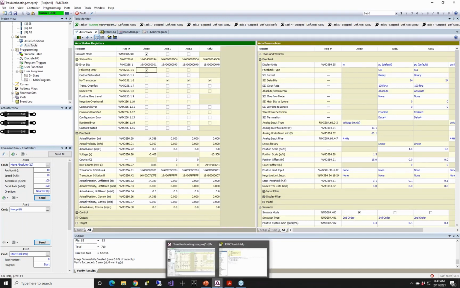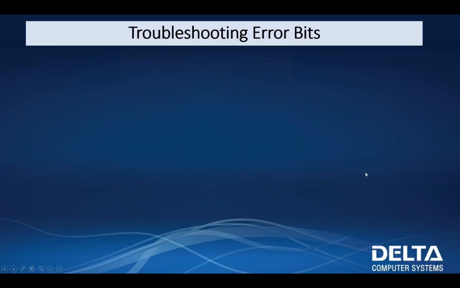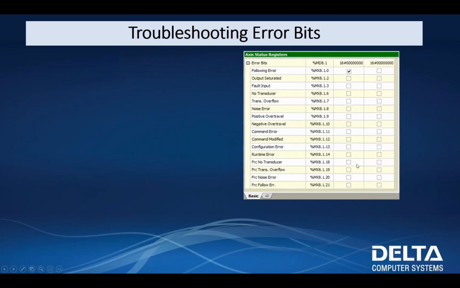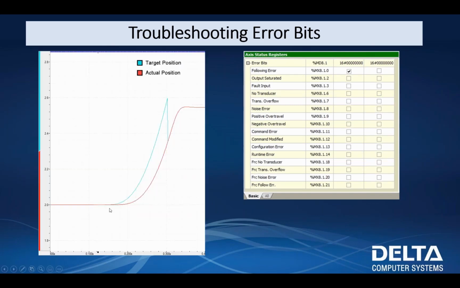So if you're unfamiliar with the following error, that's fine. Let me just give you a brief overview of what the following error does. This is what we're seeing on our screen, seeing that we have a following error. You could see what was happening there. You've got your actual position and you've got your target position. Once we get past our position error tolerance, we'll look at that here in just a sec. Once we get past this margin here, you get that following error bit to turn on.